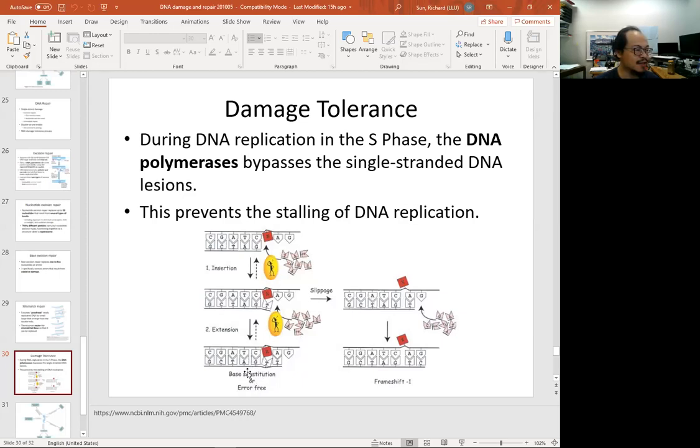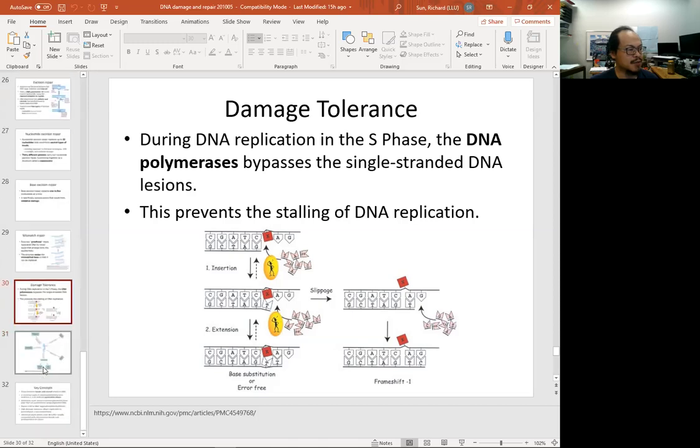So this one would be the error-free one, an error that won't cause the reading shift. So at least the other strand can still be usable. Perhaps we can do the transcription from that strand, not this strand. If we remove it, this would be bad, because we need to read it from either strand. This will be a reading frame shift, and that could make the translation totally incorrect.